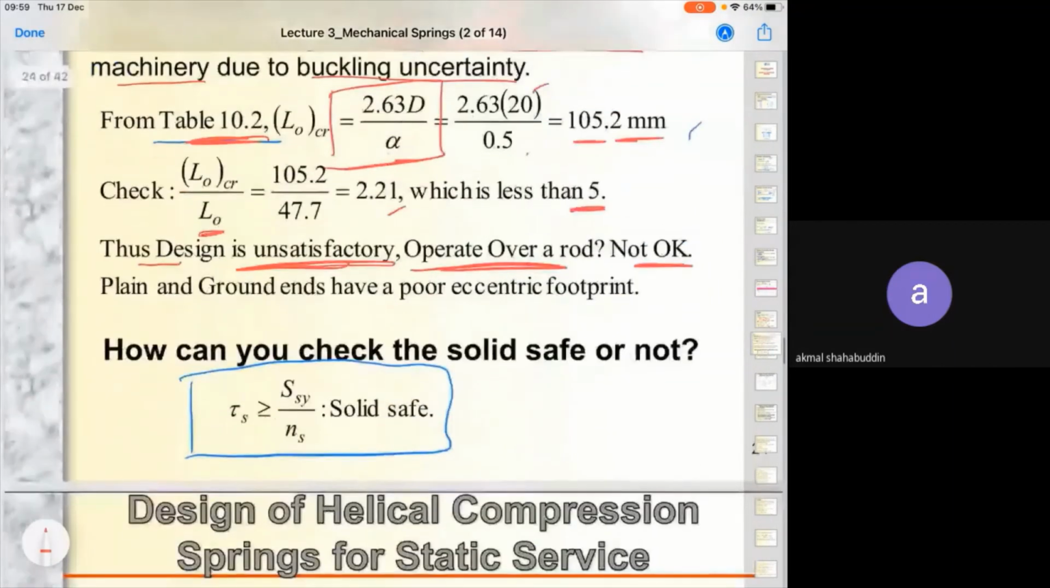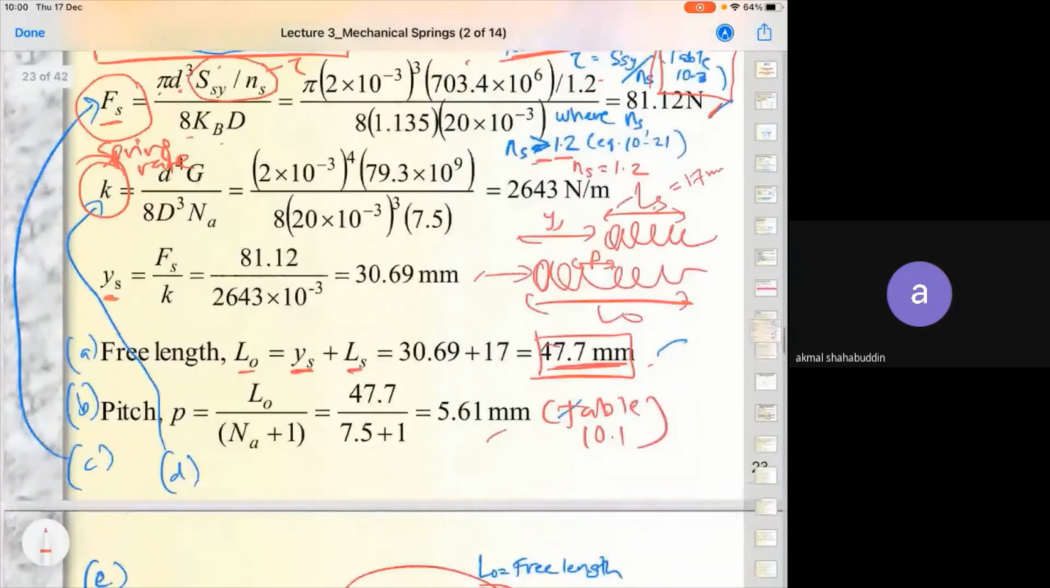So, how can you check the solid safe or not? Boleh letak ni. Ni yang tadi kita guna tau, S ni ataupun shear strength is equal to or greater than apa? Torsional yield strength over factor of safety. And then dapat solid safe. Ini yang kita guna tadi yang atas ni. Yang mana? Sini.